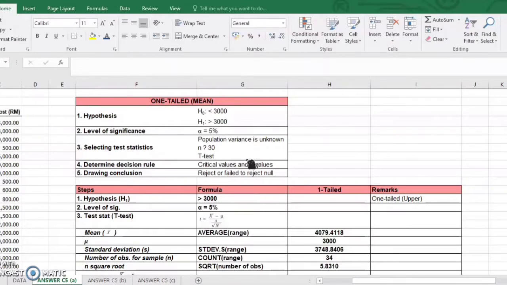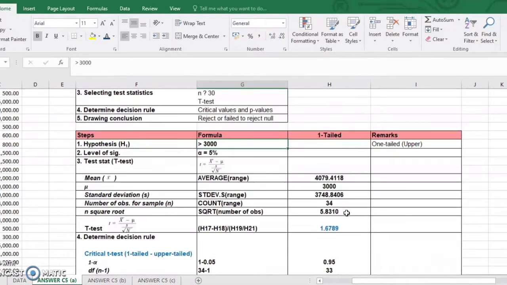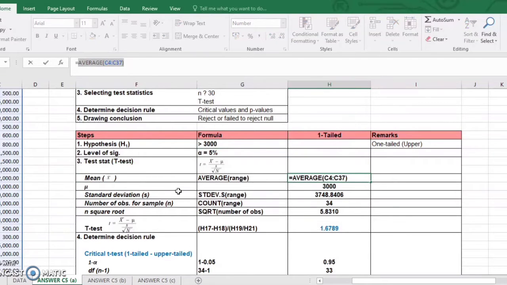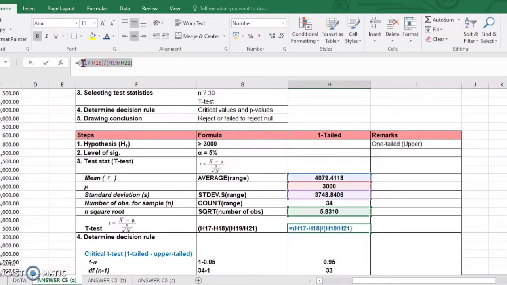Chapter 5, A, B, and C. Then 3000. To calculate the mean, equals AVERAGE of the range. Mu is 3000. For standard deviation, equals STDEV.S of the range. Number of observations equals COUNT of the range. Square root is equals SQRT, and the t-test is equals mean minus mu divided by standard deviation divided by square root of n.